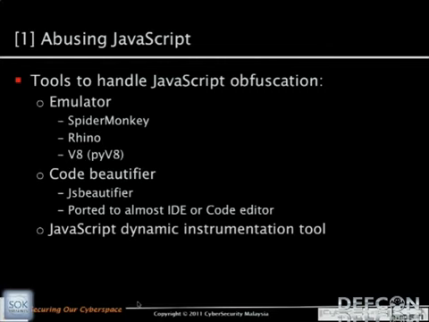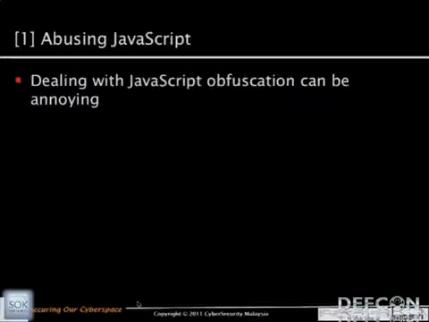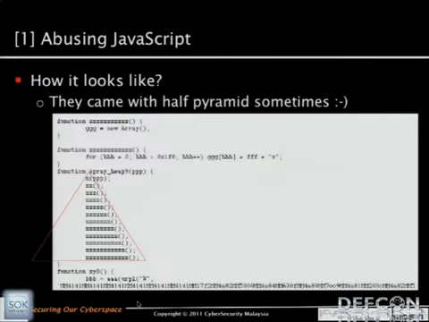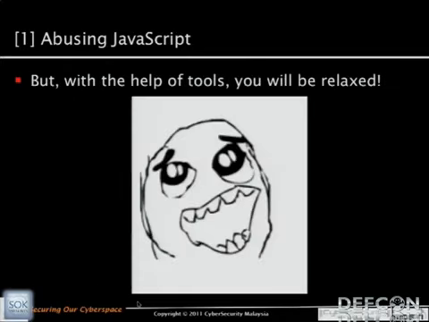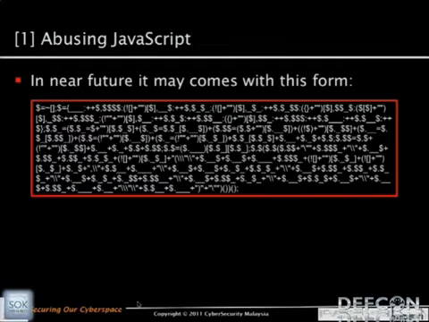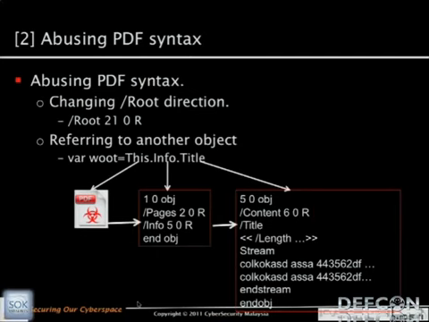Okay. Having said so, if you take a look at the previous sample of the JavaScript, you pretty much can read all this stuff, right? But maybe in the future, it may come to within this function. This is a valid JavaScript implementation, okay? And it may also come with smiley characters for you guys. So this is the kind of obfuscation that you can see within the JavaScript implementation in PDF.